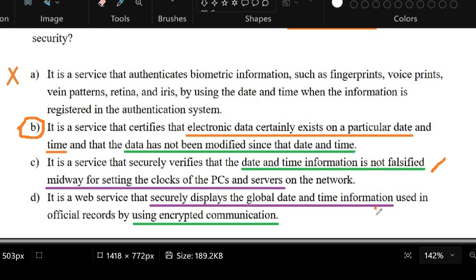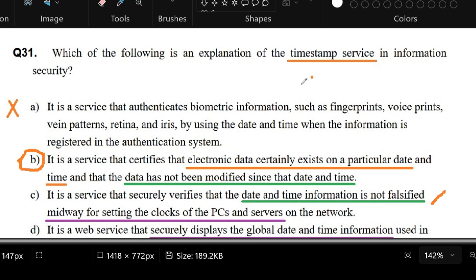So in that sense, the correct answer would be letter B, because we need to use the date timestamp service to provide a secure data or secure information.